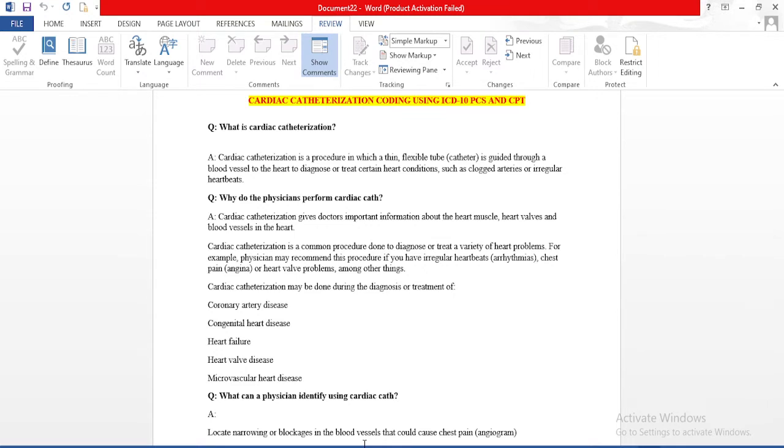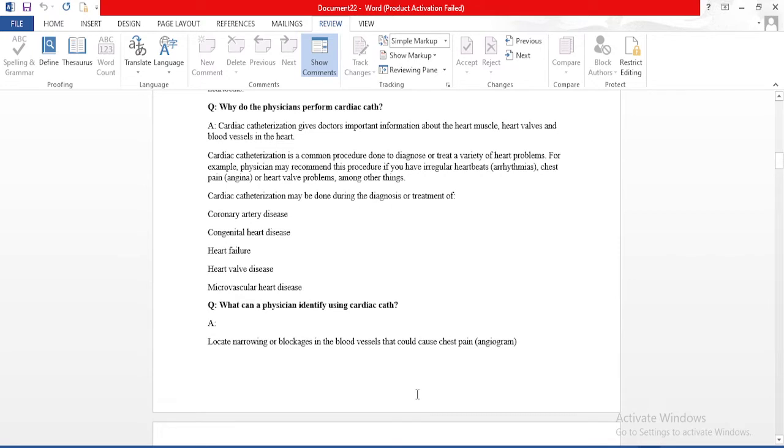Cardiac catheterization is a procedure in which a thin flexible tube, usually we will call it a catheter, is guided through a blood vessel to the heart to diagnose or treat certain heart conditions such as clogged arteries or irregular heartbeats. So using cardiac catheterization, the physician will send a flexible tube, the catheter, into the blood vessels, and he will find any type of heart conditions or clogged arteries which may create heart attacks, and if any patient has irregular heartbeats, cardiac catheterization is useful to identify the cause for irregular heartbeats.